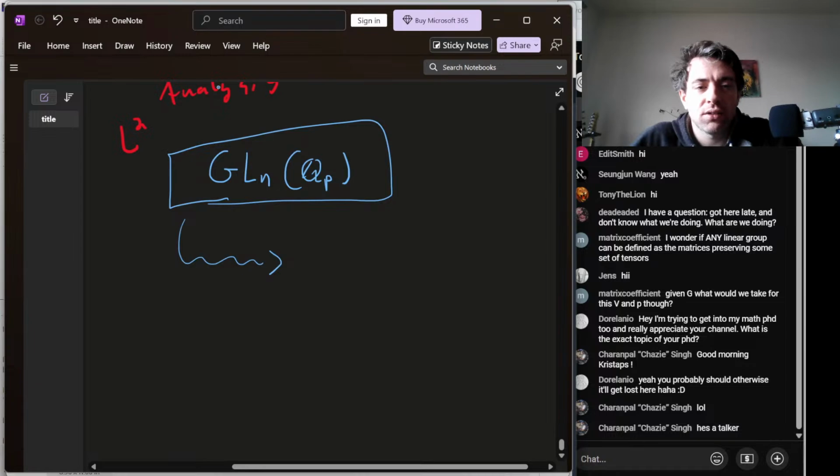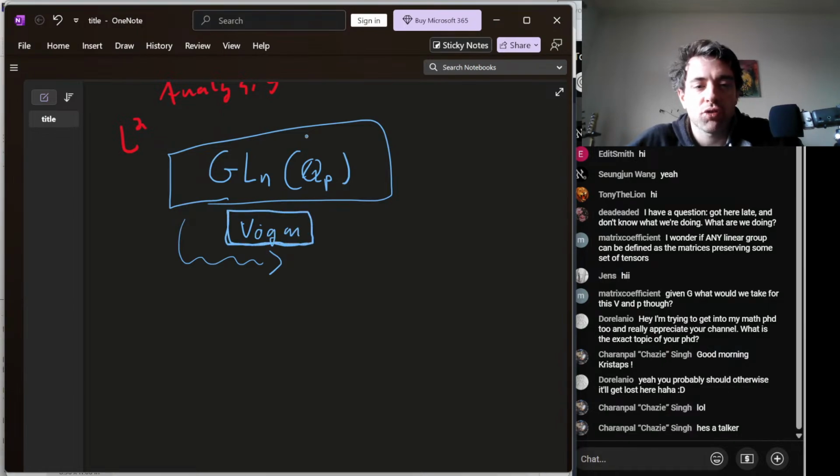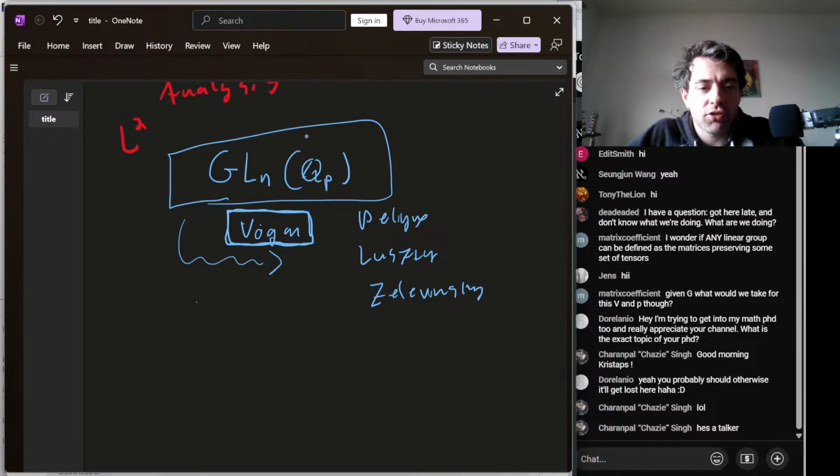And the philosophy of my research group, well, not even just my research group, I think this was pioneered by a lot of people. There's a lot of work that we take from David Vogan, who initiated this stuff, but these ideas even go back further to Deligne and Lusztig and Zelevinsky, and maybe even further than that. But the idea is that somehow if we look at this at the dual of GLN.